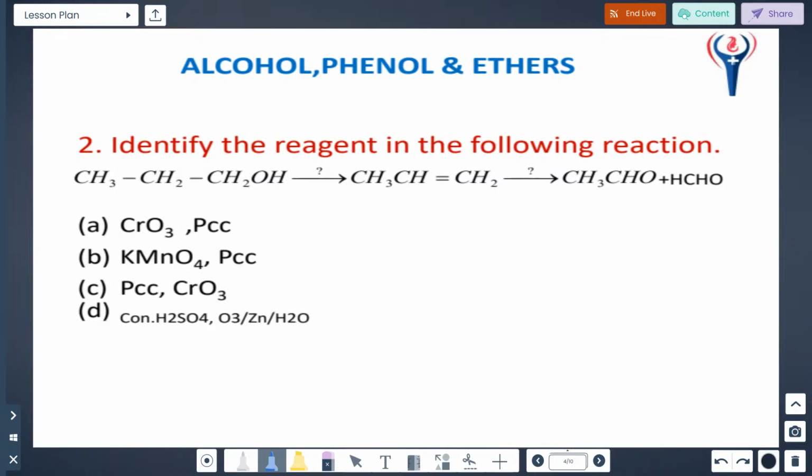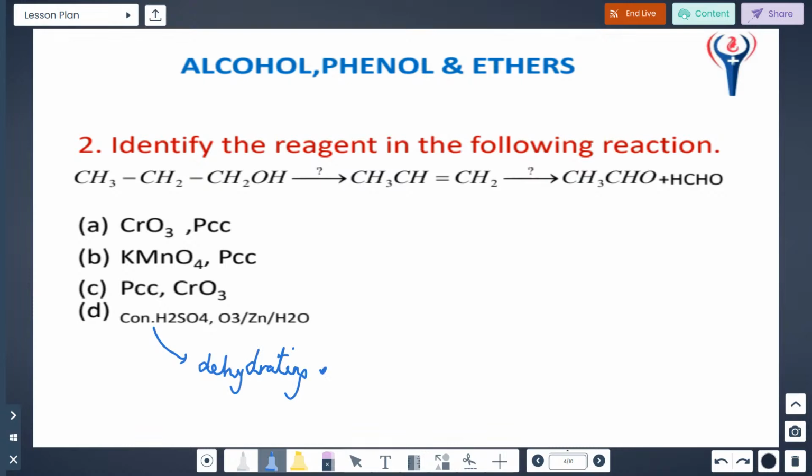Here, from the first compound, only the water molecule is removed. So water molecule is removed means we have to find out the dehydrating agent. Among these, concentrated sulfuric acid is the dehydrating agent. Dehydrating means to remove water molecule. Understood?